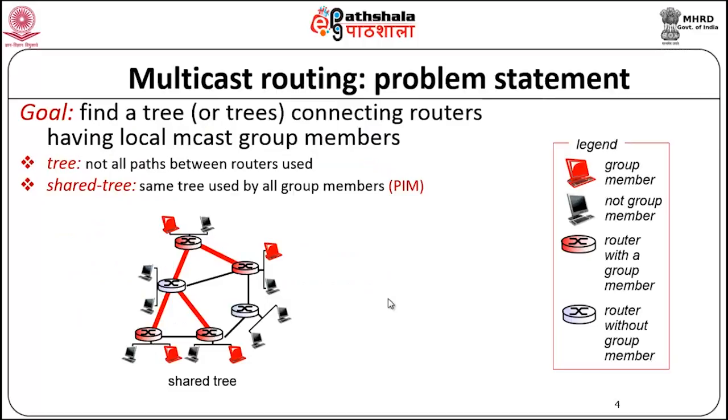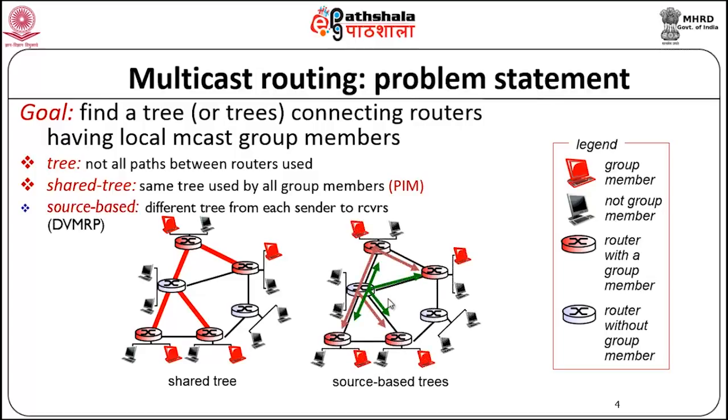And with respect to routing for multicasting, the problem statement can be given as follows. The goal is to find a tree or trees which are connecting the routers having local multicast group members. When we talk of a tree, it could be either a shared tree, which means that the same tree is used by all group members, or it could be a source based tree where each source will have a different tree. That is, when you have each sender sending to the same members, a different tree would be formed which has the root at that particular source.